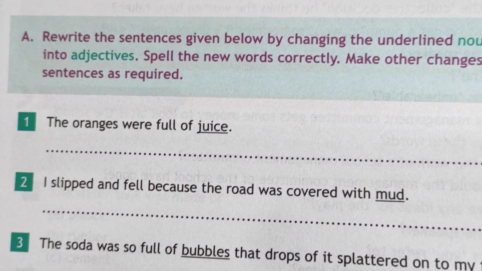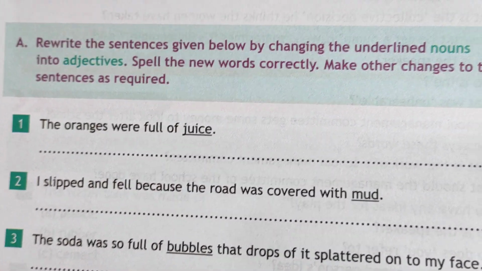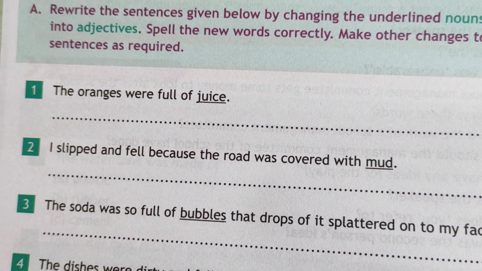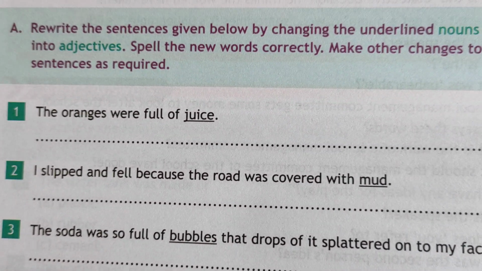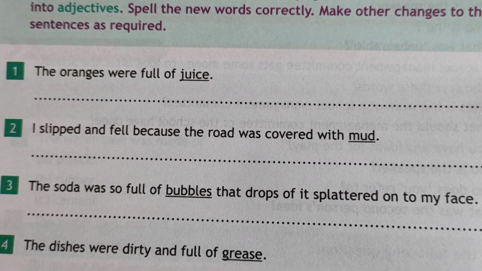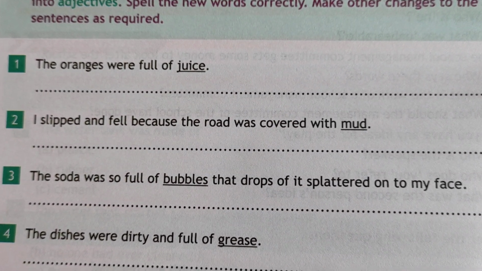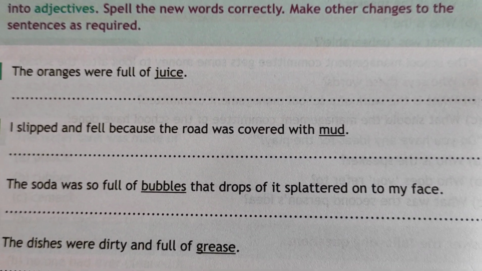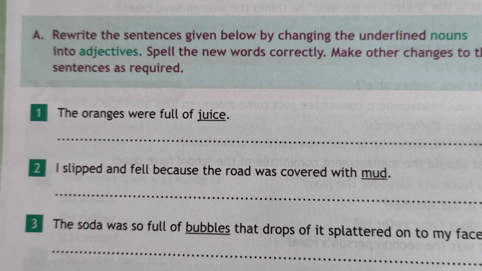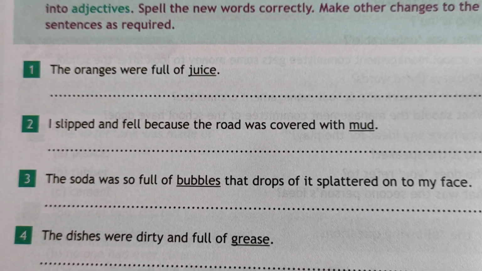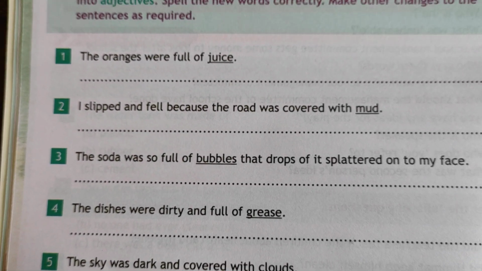The oranges were full of juice. The underlined noun is juice, and you have to change juice to juicy. So the answer will be: the oranges were juicy, and you have to omit full of. Next: I slipped and fell because the road was covered with mud. Here what you can do is add y to mud and make it muddy, and rewrite the sentence as: I slipped and fell because the road was muddy. Covered with mud, you have to omit.